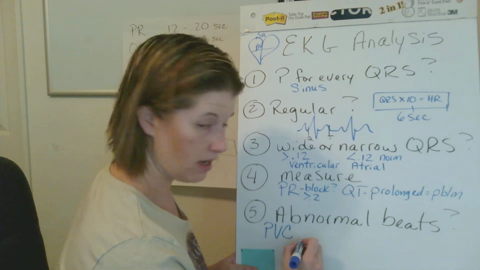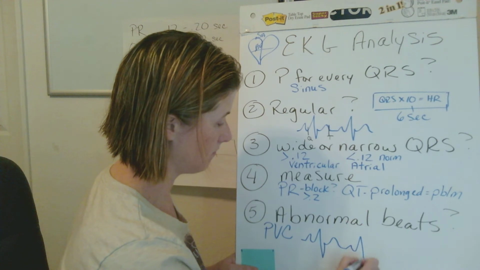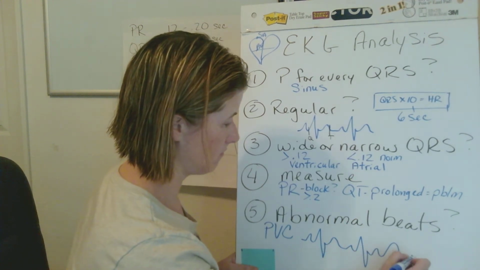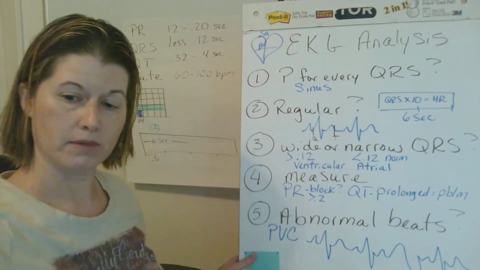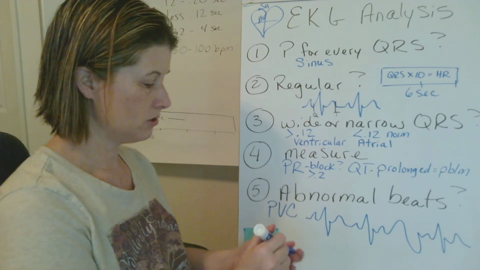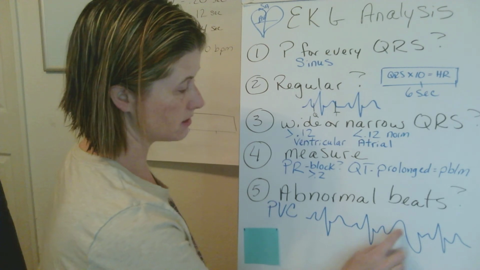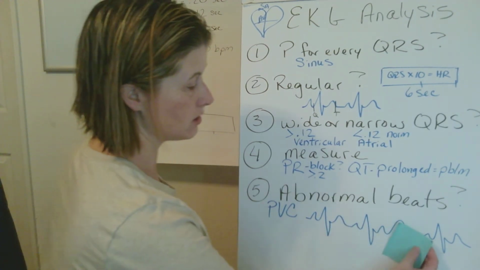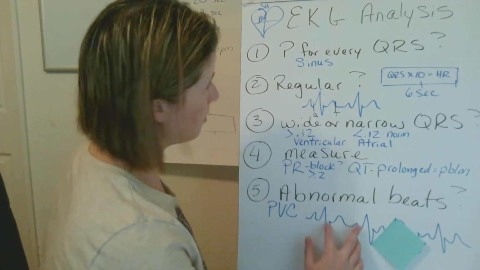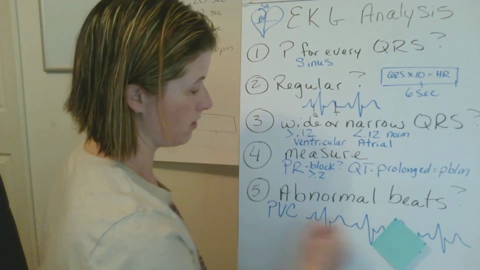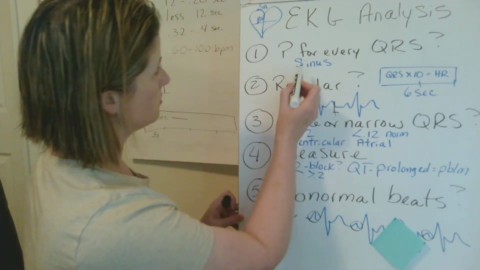I want to make sure you guys can see this. Here's our regular beats going along. So we've gone along and we've measured, and we have a P for every QRS except for this one, in which case I would just ignore that one until I was finished analyzing my rhythm. So you would go along and see I have a P for every QRS. Here's my P's. So I do have a sinus rhythm.